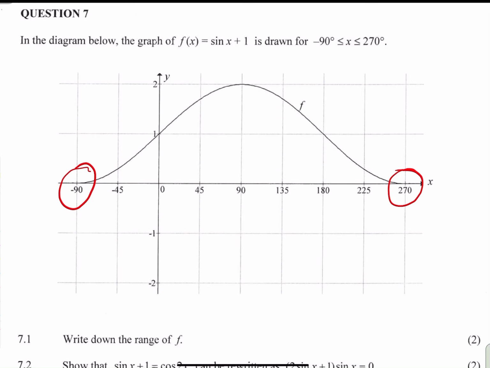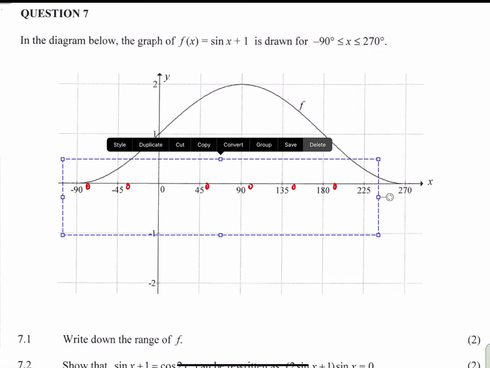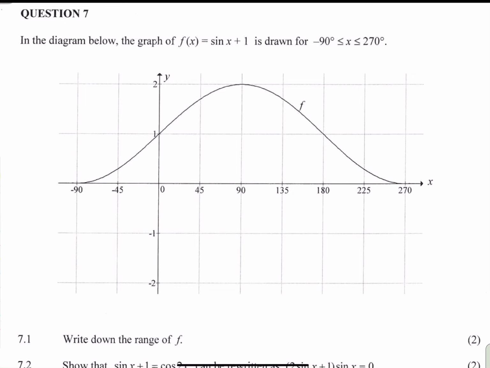All right, so they are in degrees in actual fact, even though they didn't really put that, this degrees, they must really put that to show that you are working with degrees. But if they don't do that, just know that you are working with degrees. All right. Now, the first question, they are saying write down the range of f.